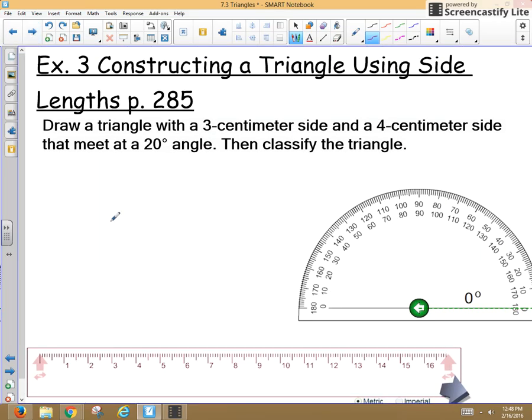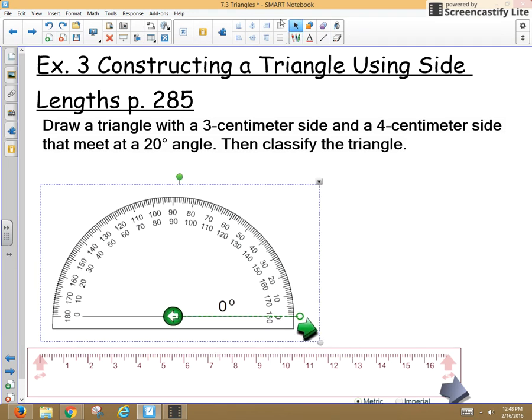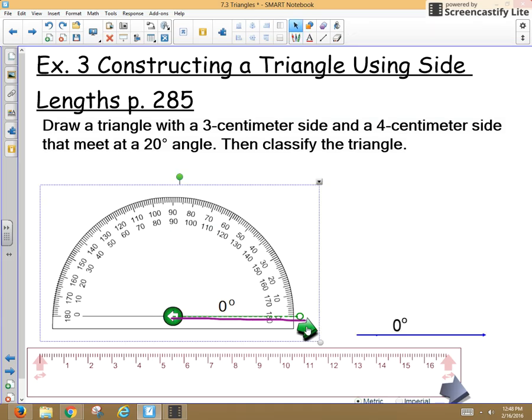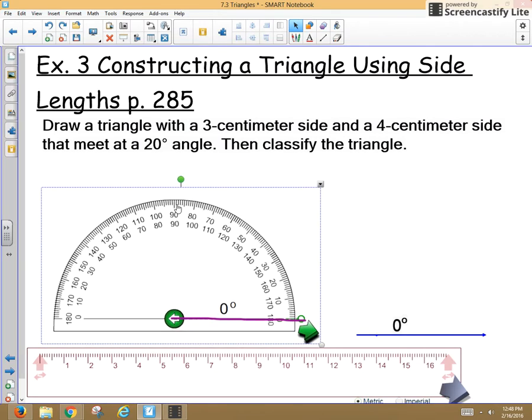Now, example 3 is constructing a triangle using side lengths. Now, this time we need to draw a triangle with a 3 centimeter side and a 4 centimeter side that meet at a 20-degree angle. So the first thing I'm going to do is I'm going to draw my straight edge, and I'm going to make a 20-degree angle. So here I start at 0, and I'm going to measure up to 20 degrees. Let me get this lined up properly. There we go. So up to 20 degrees would be only right there.